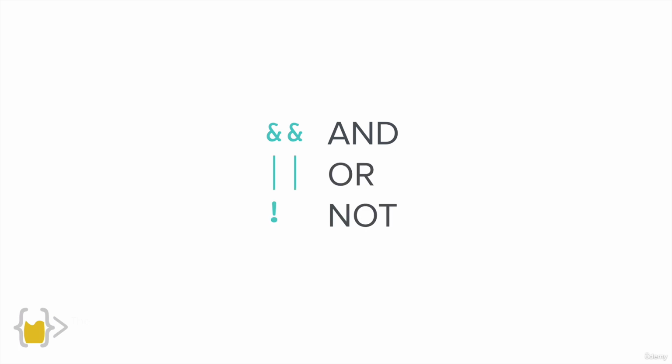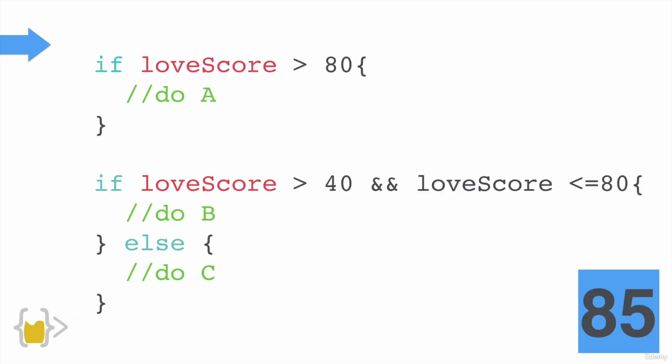Now, the final thing that I want to show you is that you can also use these combinations where you can combine these checks so that you can check if two conditions are both true, or if one of the conditions is true, or finally, if something is not true. For example, in terms of our love calculator, we could also write the code like so, right? We could say that if love score is greater than 80, then do A. And then we could use an if statement that checks if love score is greater than 40 and it's less than or equal to 80, so between 40 and 80. Well, in this case, it's going to do B.